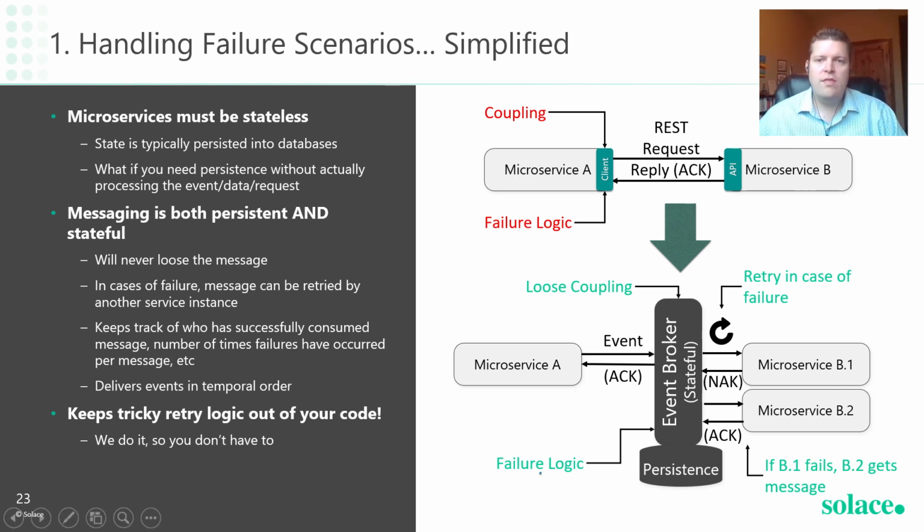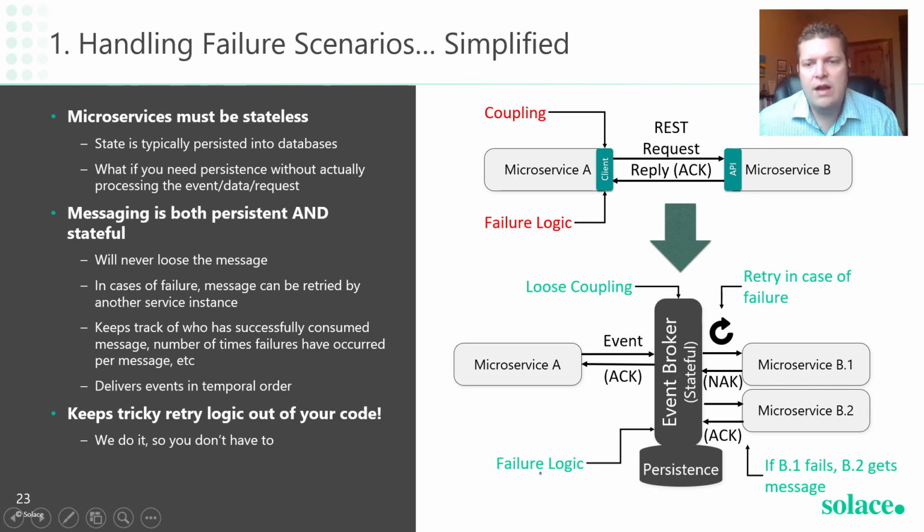So if you look in this paradigm here, where you have basically a RESTful service, microservice B in this case, and you have a REST request-reply. Essentially, this client has coupling to the API, and it has failure logic that deals with the different states in which microservice B can fail.